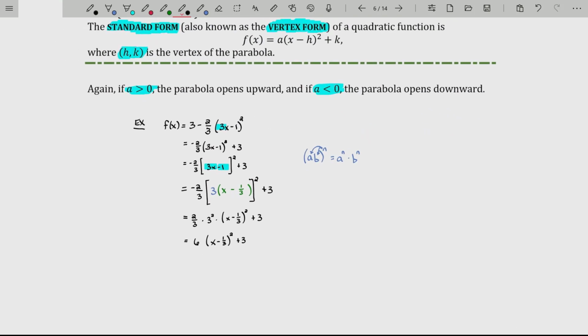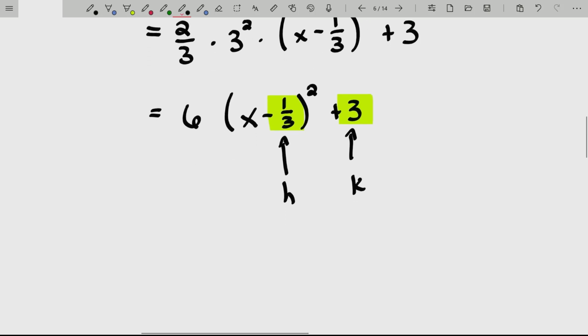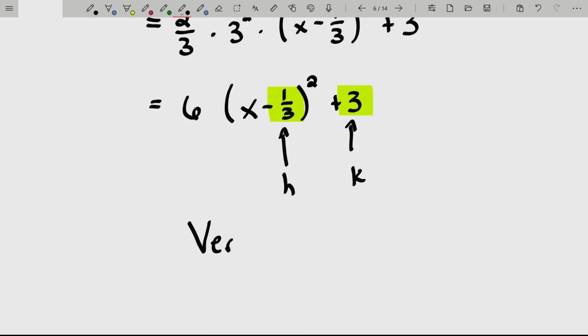The vertex is the first highlighted item here. The first highlighted term is h, and the second highlighted term is k. It has to be x minus, by the way. Another way you can think about that is whatever turns this factor into 0 is what h should be. Okay, that's another way to think about it. So let's see, our vertex here is going to be at 1/3, comma 3. There you go. So that's a way you can do it.